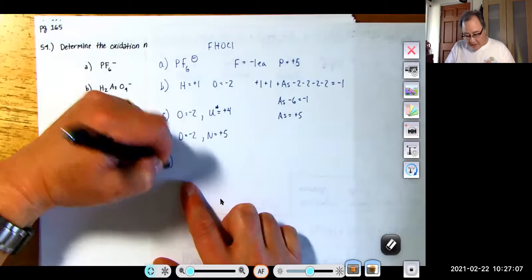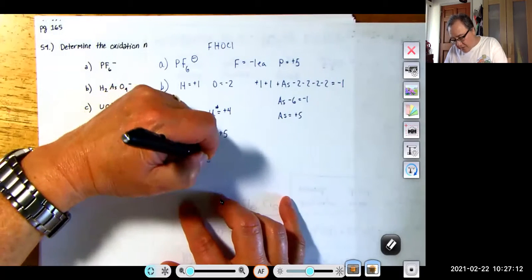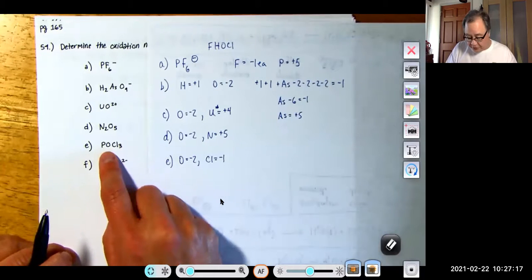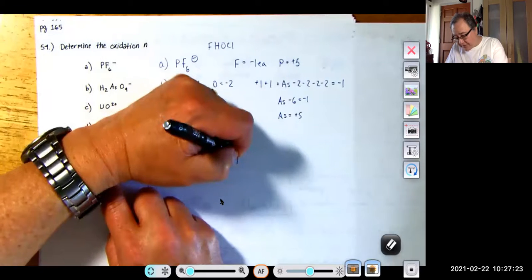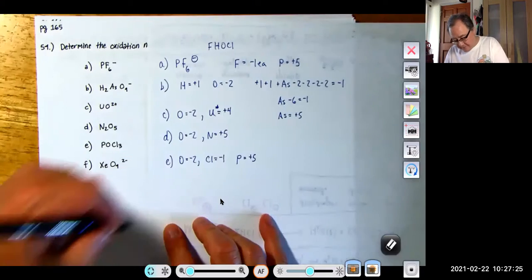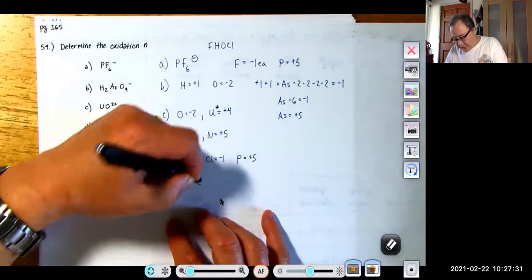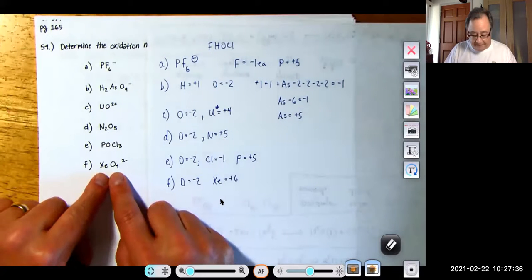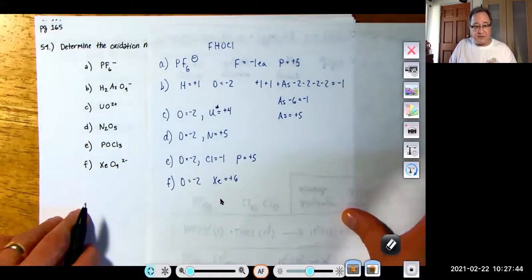E, we have the oxygens are -2. The chlorines are -1. So we've got -3 due to the chlorines, -2 due to the oxygen, for a total of -5. So the phosphorus has to be +5. And F, the oxygens are -2. So the xenon has to be +6 because we have 4 oxygens at -8. Xenon at +6 would add up to a -2. Are we good to go on oxidation numbers?